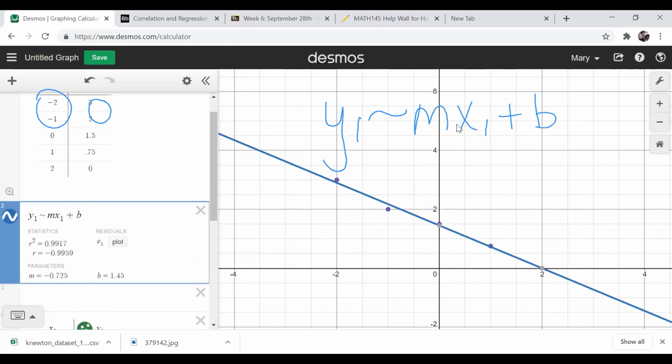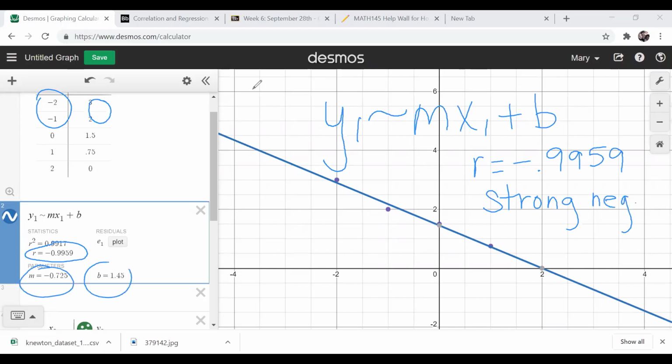And check out what they give us over here. First, they give us R, and look at that R. R is -0.9959. That's really close to 1, so that's a strong negative correlation. Okay, then they give us M and B, this M and this B right here. So we know our equation is Y equals -0.725 X plus B, which is 1.45. And if you look about right there, that is about 1.45. Okay, and that's all you do.